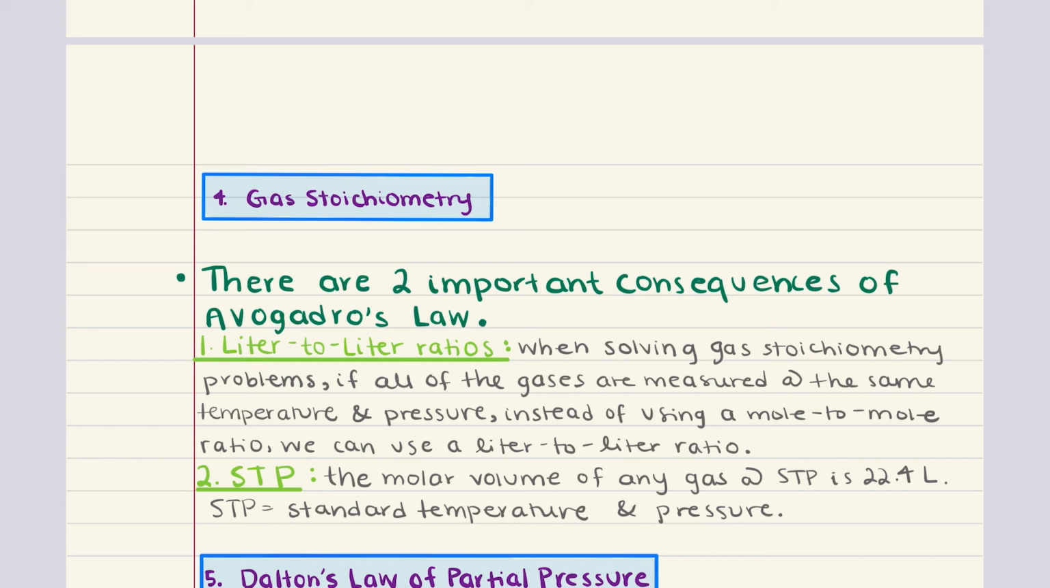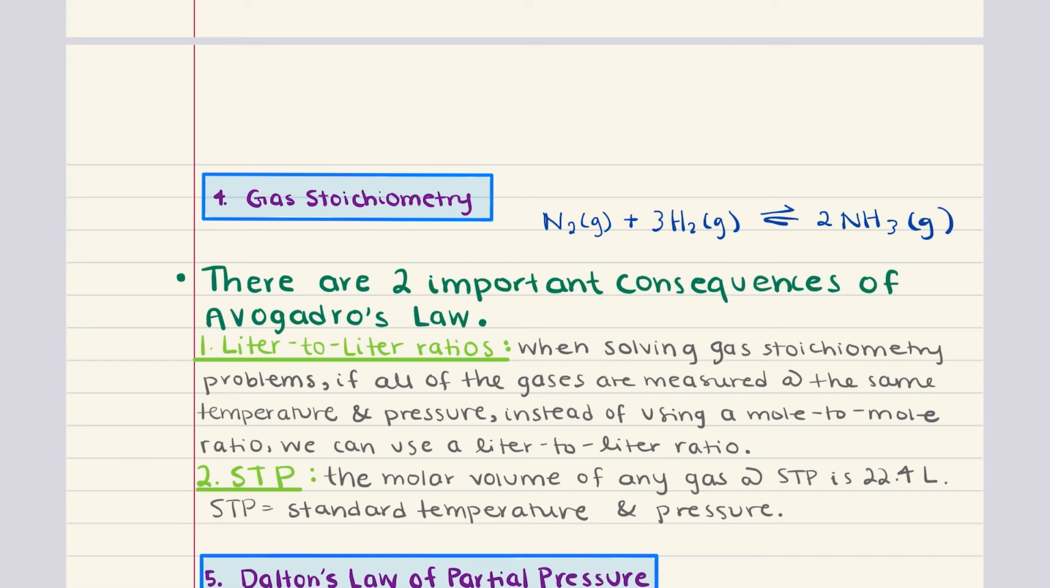Now, there are two important consequences of Avogadro's law. First, when we're solving gas stoichiometry problems, if all of the gases are measured at the same temperature and at the same pressure, then instead of using mole-to-mole ratios, we can use liter-to-liter ratios.